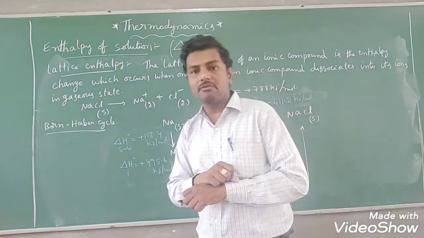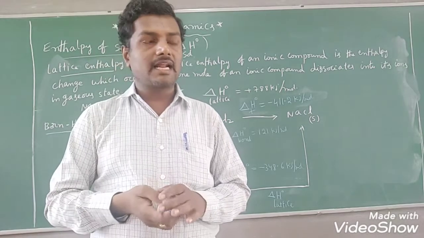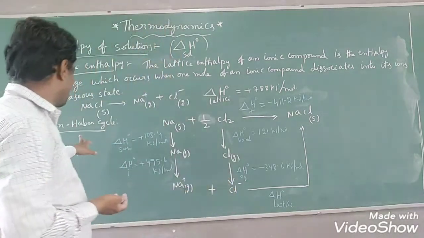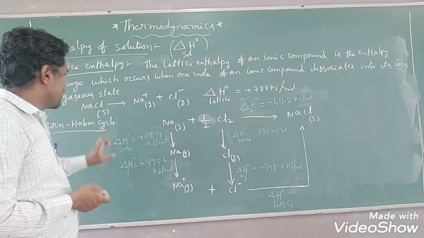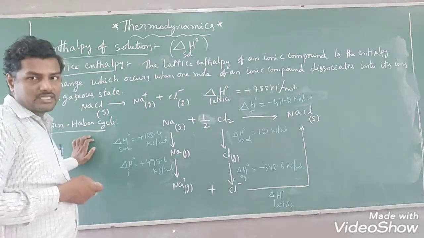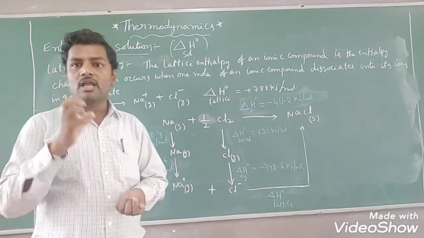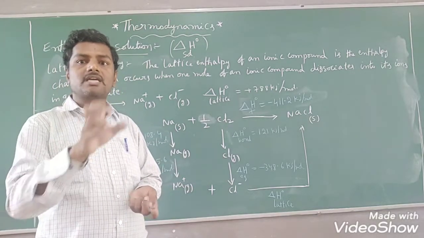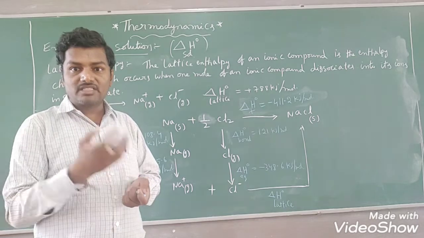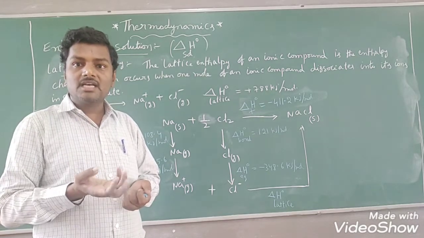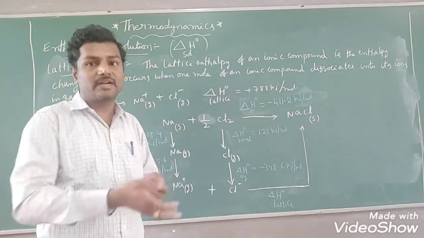This lattice enthalpy we cannot calculate directly, but we can calculate it indirectly by using a Born-Haber cycle. So how do we calculate this lattice enthalpy by using the Born-Haber cycle? We will see that, students. Suppose NaCl formation, 1 mole of NaCl is formed from its constituent elements, right? According to enthalpy of formation. What is the meaning of enthalpy of formation? The enthalpy change when 1 mole of compound is formed from its constituent elements.